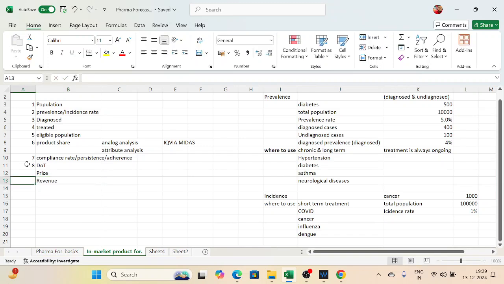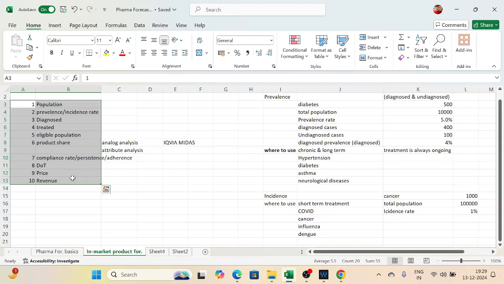So this is a very basic patient flow model which we make, but it will have more segments or more filters depending upon the therapy. For example, cancer will be very exhaustive, and the other therapy areas will be very exhaustive. So we will be making a complete model on that.